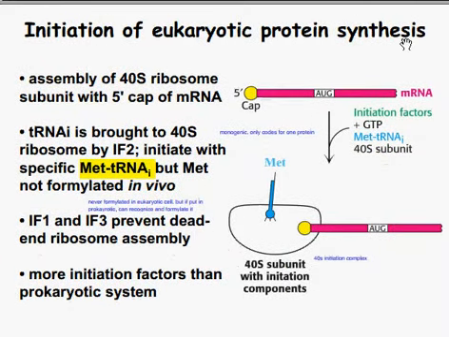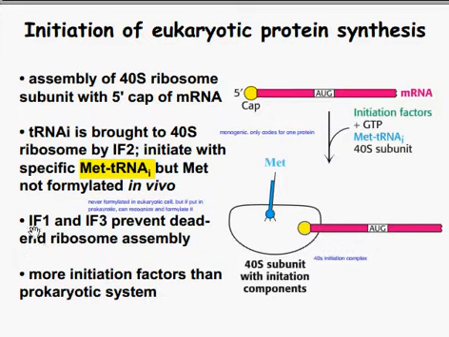The initiation of eukaryotic protein synthesis is the assembly of the 40S ribosomal subunit with the 5' mRNA cap. That's what you see here. The tRNA-i is brought to the 40S ribosome by IF2, which is initiation factor 2, and initiates with the specific methionyl tRNA, but the Met is not formylated in vivo. So it's never formylated in a eukaryotic cell, but if put in a prokaryotic cell, the prokaryotic cell can recognize it and formylate it if it's needed.